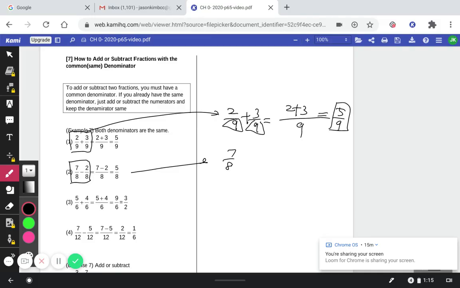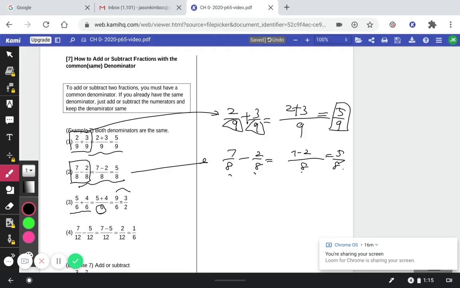When you have 7 over 8 minus 2 over 8, the common denominator is 8. You only do the numerator. So you end up with 5 over 8. That's how they did it here. Again, when you add 5/6 with 4/6, you only put one denominator, the common denominator, and 5 plus 4 is 9, 9 over 6.